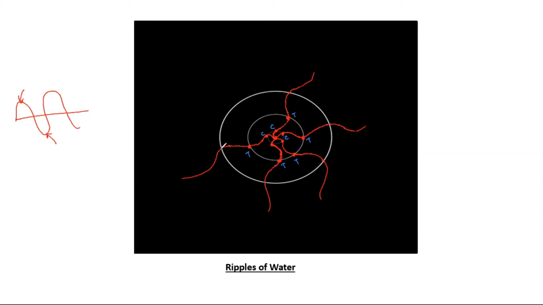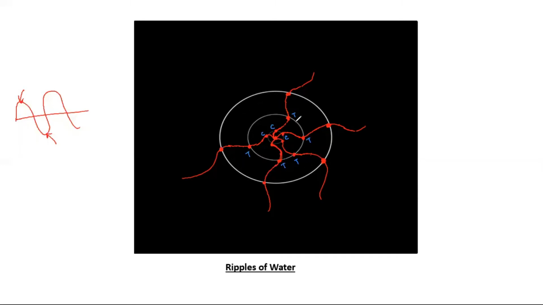Again, if I consider this point, it is another crest. You can say this is my second crest. This is the second crest for this wave, for this wave, for this wave, and for this wave. When I join all these crests of different waves, I get another circle. This is my third circle.